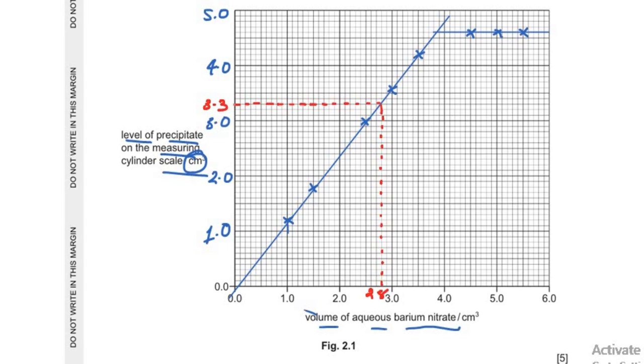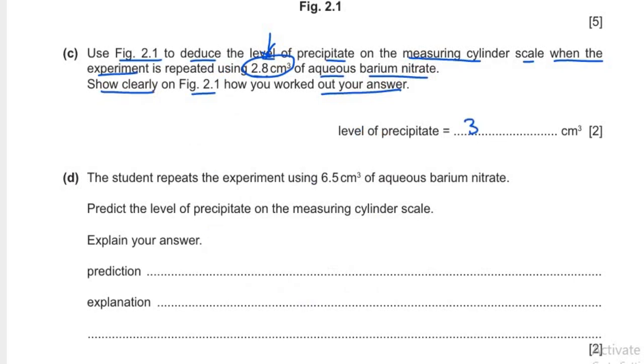Now I have drawn it in red, but you are supposed to draw it with a pencil only. So our answer is 3.3. So let's write it as 3.3 centimeter cube of the level of the precipitates on the measuring cylinder. Now a student repeats the experiment using 6.5 centimeter cube of aqueous barium nitrate. Predict the level of the precipitates on the measuring cylinder scale.